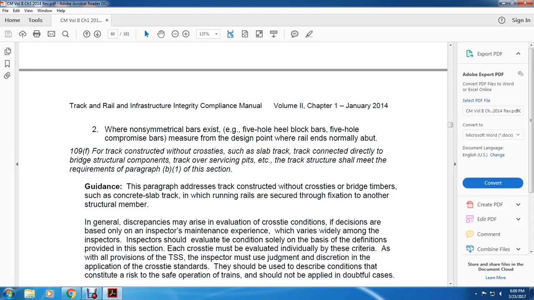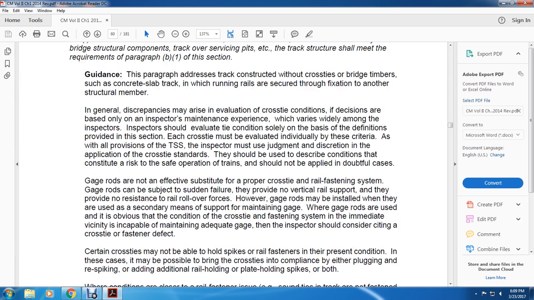This paragraph addresses the track constructed with cross-tie bridge timber to the sides of the concrete slab of the track, with the running rail secured with the fixation of another substructural member. In general, discrepancy may arise with the evaluation of cross-ties, in addition to the decision based on the inspector's maintenance experience, which varies among inspectors. Inspectors shall evaluate the tie condition solely on the basis of the definition provided in this section. Each cross-tie may be evaluated individually by this criteria.